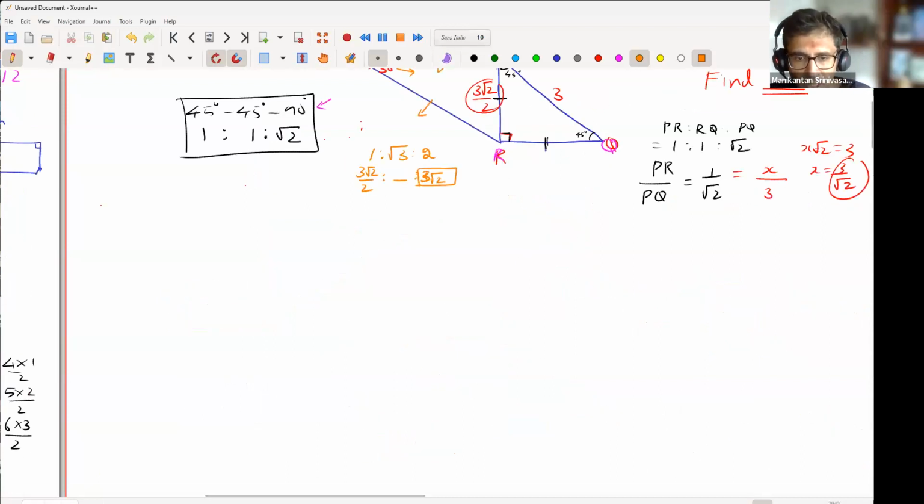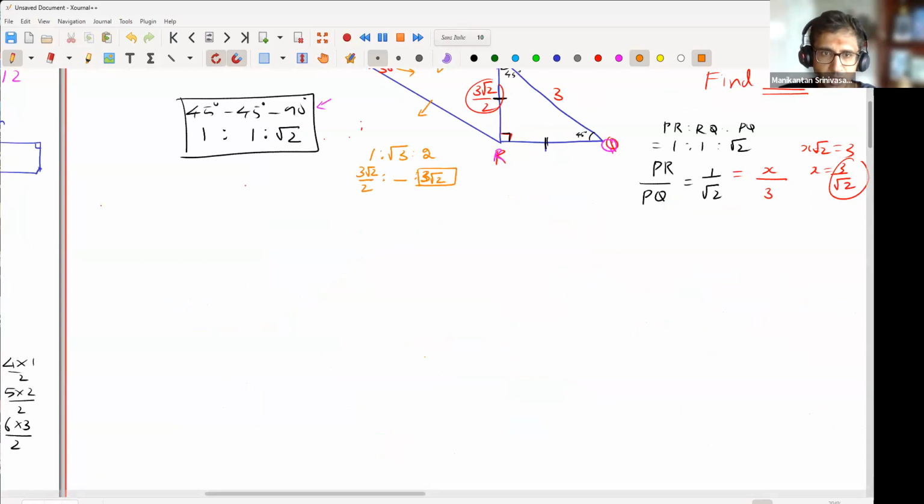Cool. Now, one Pythagorean triplet, which is 1:1:√2, as we just saw, is in a 45-45-90 triangle. And another, 1:√3:2, was a 30-60-90 triangle. But these are technically not triplets per se, because when we say Pythagorean triplets, we mean integers.